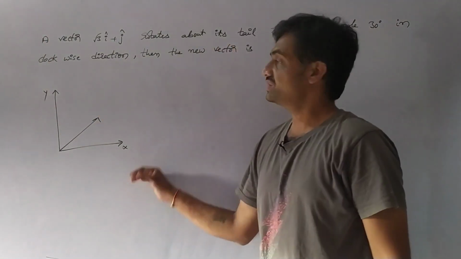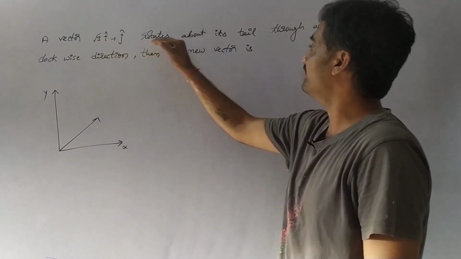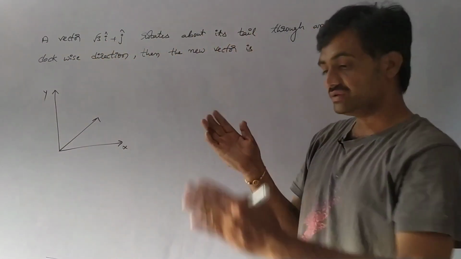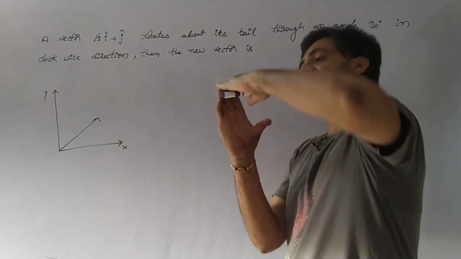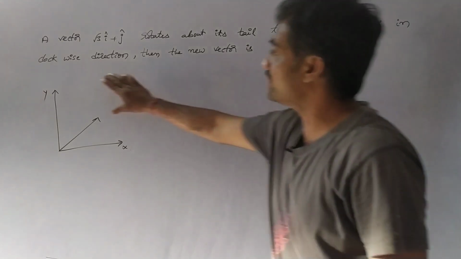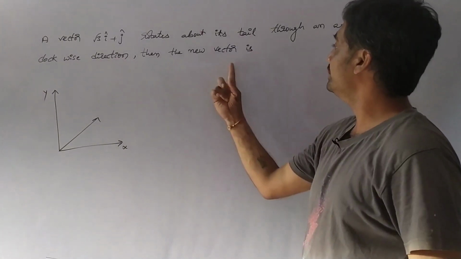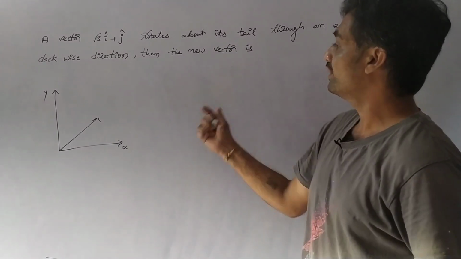So next we are going to solve this problem. Observe that a vector root 3 i cap plus j cap rotates about its tail. So here the vector initially is like this. It is going to rotate by an angle of 30 degrees in the clockwise direction. Then we have to find the new vector.